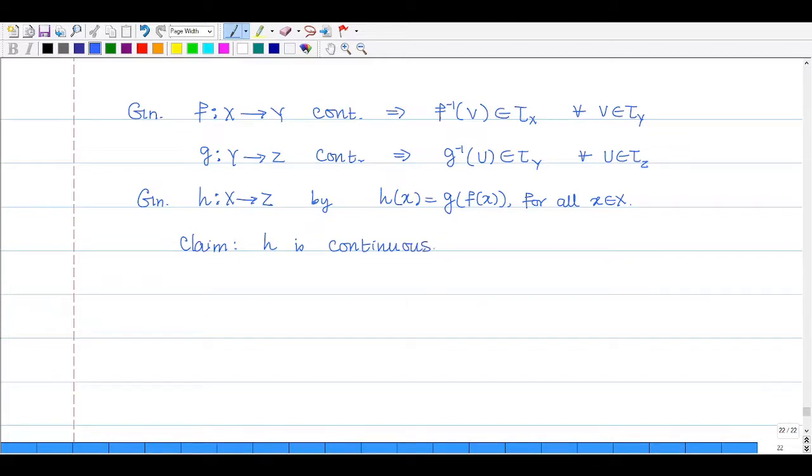Okay, அப்ப நான் என்ன பண்ணனும், இங்க ஒரு ஓபன் செட் எடுக்க போறேன். அப்போ claim வந்து என்ன கொடுத்திருக்கேன், h வந்து continuous கொடுத்திருக்கேன். So let v be open in Z, that is v belongs to tau Z. நான் இப்ப என்ன ப்ரூஃப் பண்ணனும், to prove h inverse of v belongs to tau X. ஓகே, h inverse of v belongs to tau X அப்படினா சொல்ல போறேன்.